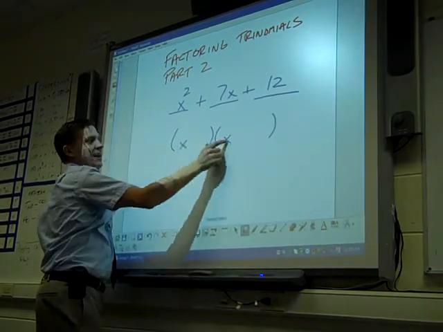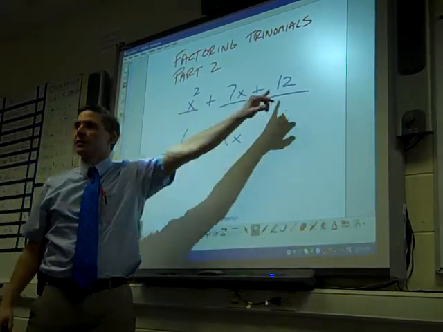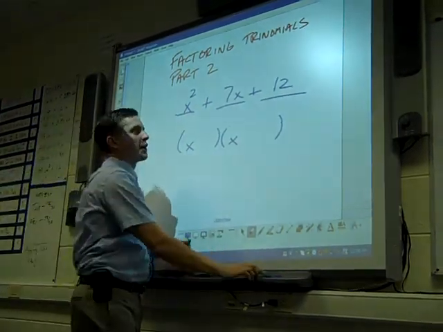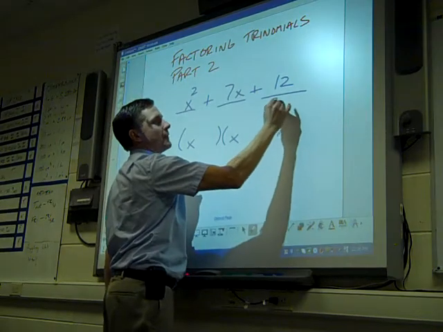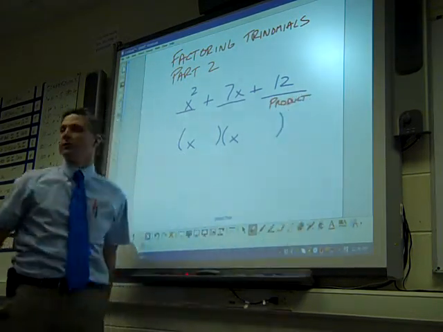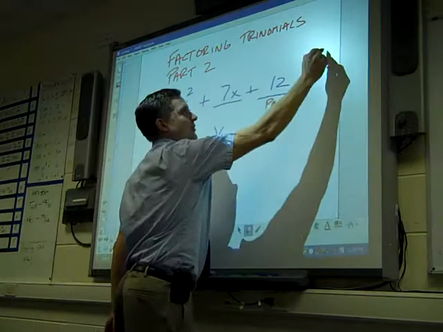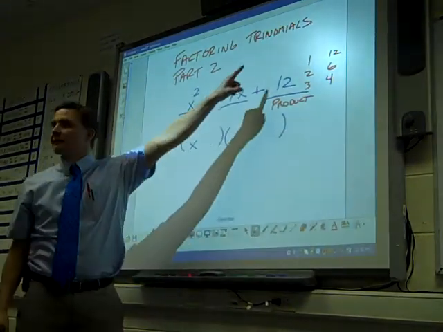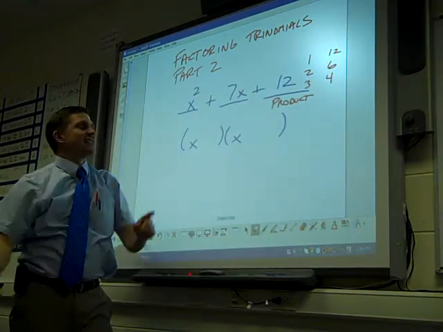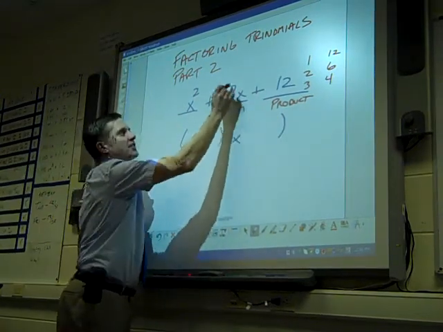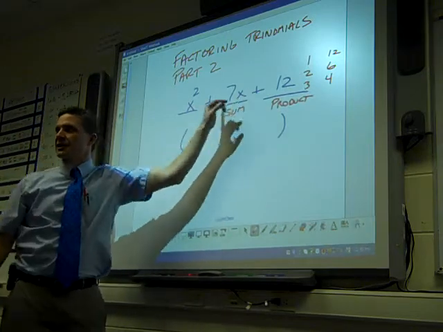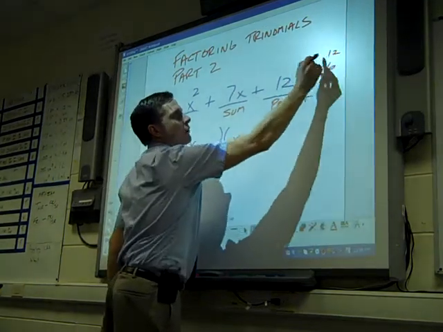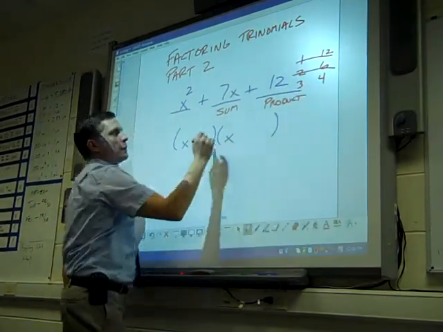X times x makes x squared. And we can start going to this, especially when the coefficient is 1 on each of these x's. What 2 numbers make a product of 12? From yesterday, we said 1 and 12, 2 and 6, 3 and 4. I have to have one of those 3 sets, and the sets must sum to this number. I picked positives to keep it easy today. So when I look for 7, 1 and 12 don't work, 2 and 6 don't work, 3 and 4 work.